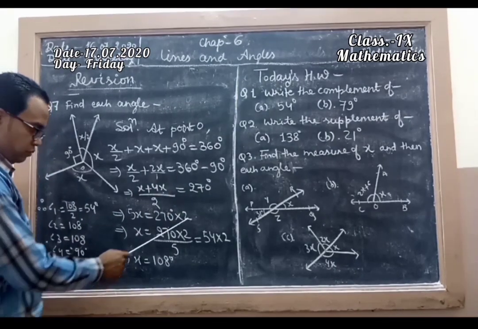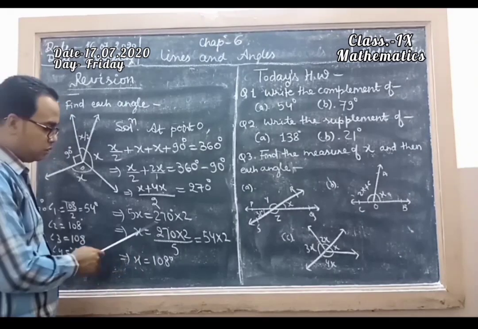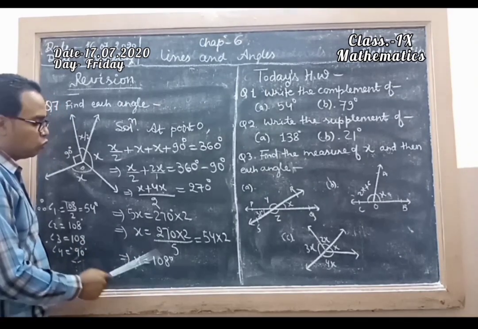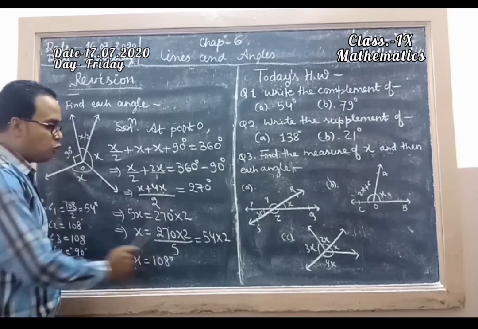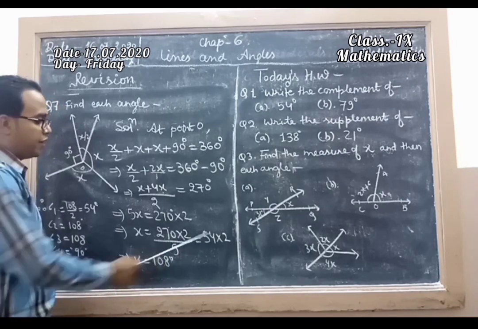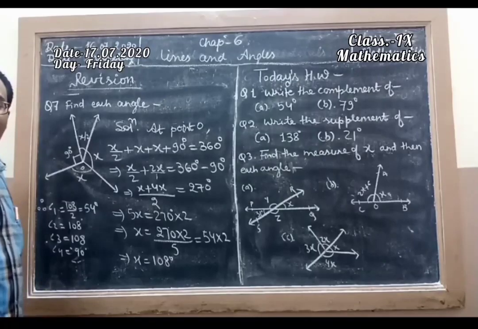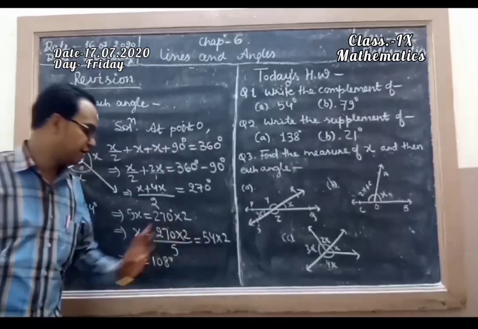Now 5 transposes to the RHS in the denominator. So 270 is cancelled by 5, 54 times 2 is 108. So x is equal to 108 degrees.